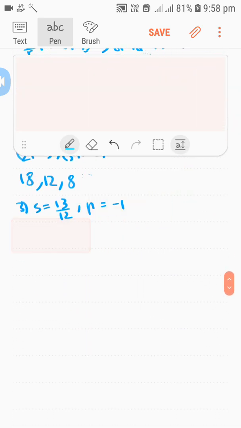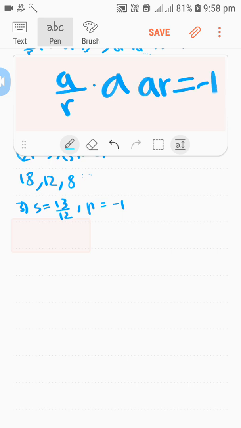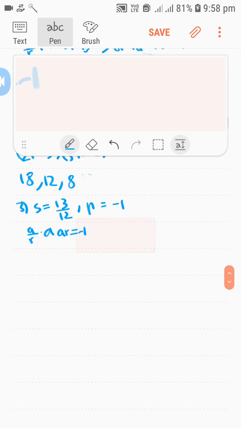Nice. So these three numbers are in GP. The first three terms are obviously in GP, so we can use the same tactic, considering them a upon r, a and ar. This product is going to be -1, which means that a cubed is equal to -1, which obviously means that a should be equal to -1 if a is real.